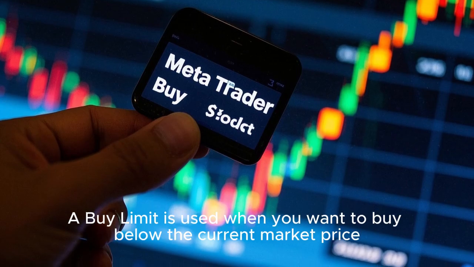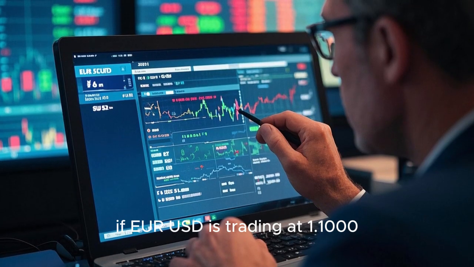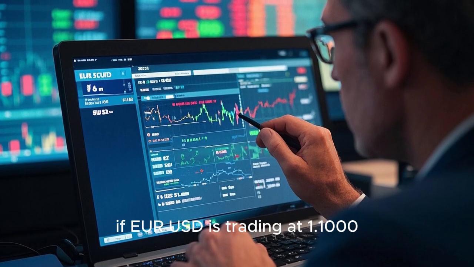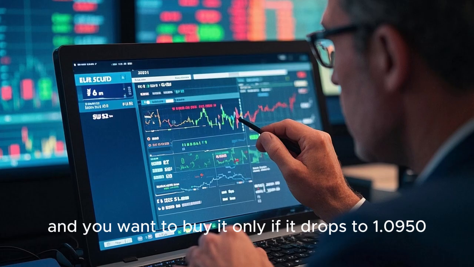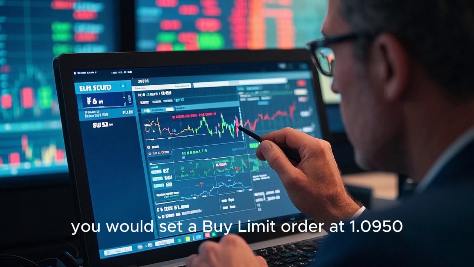A buy limit is used when you want to buy below the current market price. For example, if the USD is trading at 1.1000 and you want to buy it only if it drops to 1.0950, you would set a buy limit order at 1.0950.